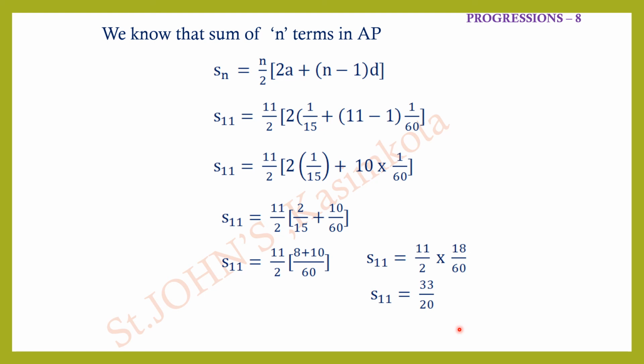This is the sum of the first 11 terms in the given AP. Therefore, the sum of the first 11 terms of the given AP equals 33 by 20. Okay, so now let us move on to the next problem.